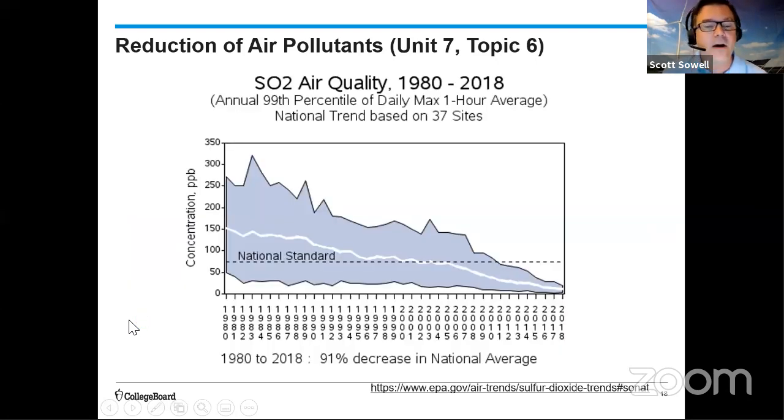And if we look at our sulfur dioxide emissions in the United States between 1980 and 2018, we see a 91% decrease. So all of the regulations and policies that the United States has been putting into play have had a dramatic effect on the amount of sulfur in the air.